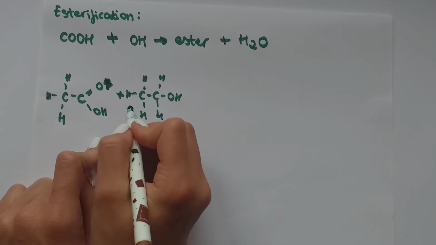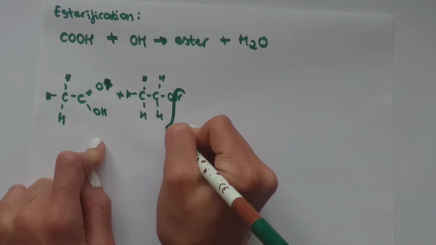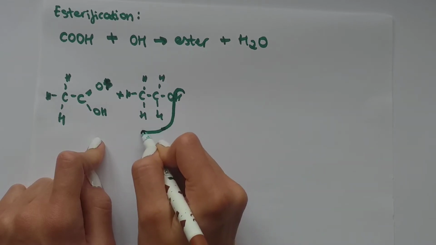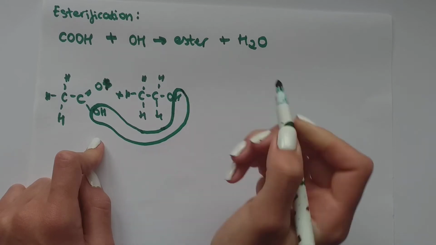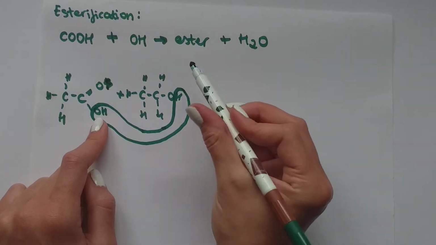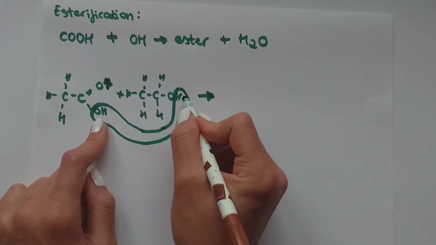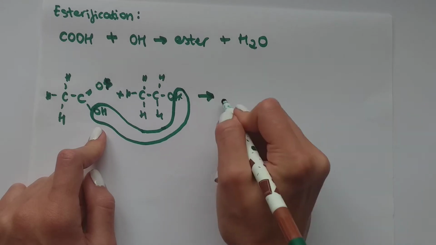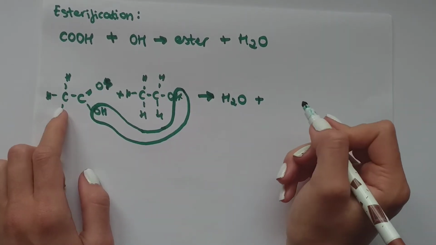And how you make an ester is, take the H from the alcohol and take the OH from your acid. H from the alcohol, OH from the carboxylic acid, and that's going to be your H2O. And the rest that's left is our ester.